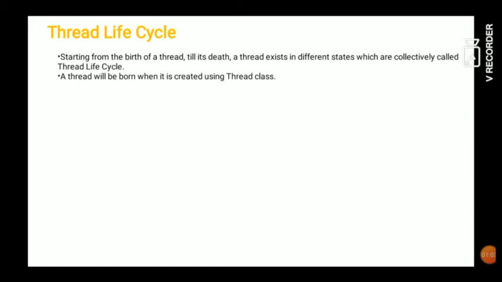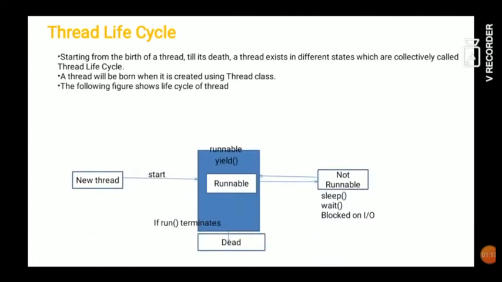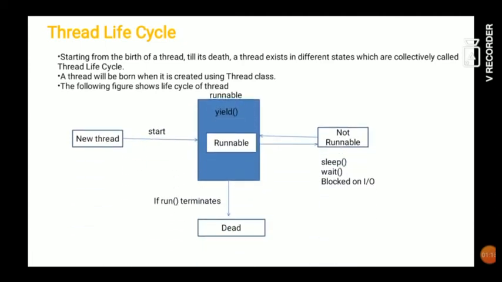Once the thread is created, it goes across different states. Which are the different states a thread goes across? We'll be discussing that in this diagram. Observe here. Once the thread is created, we execute the start method. When the start method is executed, it goes to the run method and starts executing its statements. So when it goes to the run method, it is in a state called the runnable state.